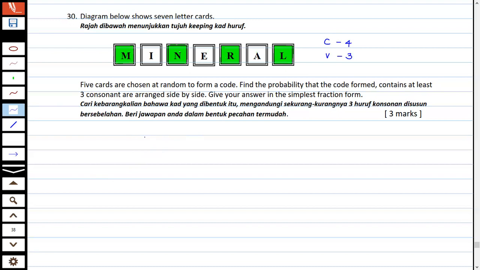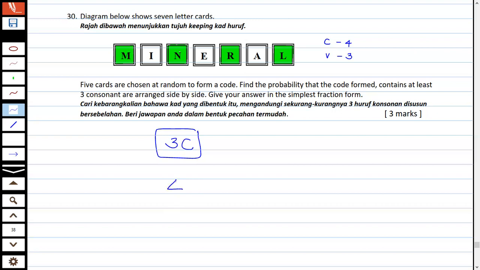You must have at least 3 consonants side by side. Now they are talking about consonants being side by side. You must start with 3. At least 3 means 3 and above. Your consonants can be 3 or can be 4, right? Let me explain first before you jump into a solution. I can have 3 consonants. All the consonants must be side by side because they already mentioned 3 consonants must be arranged side by side.